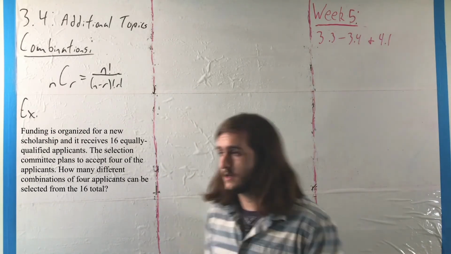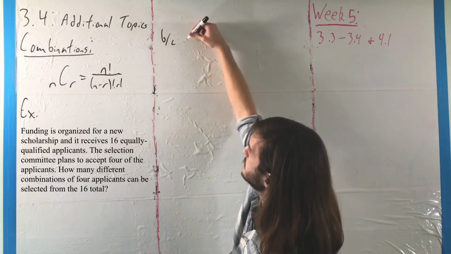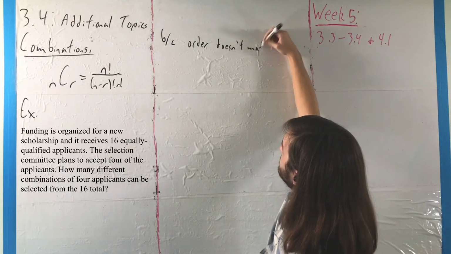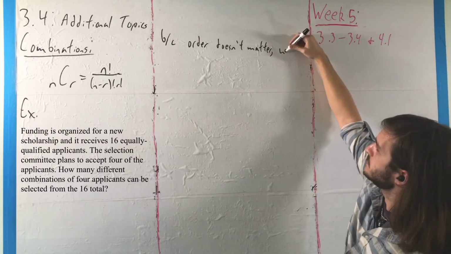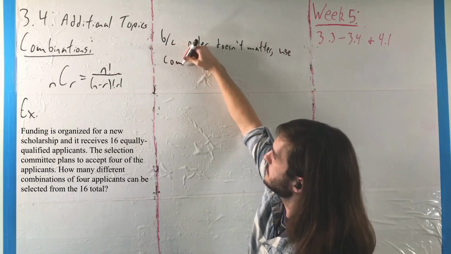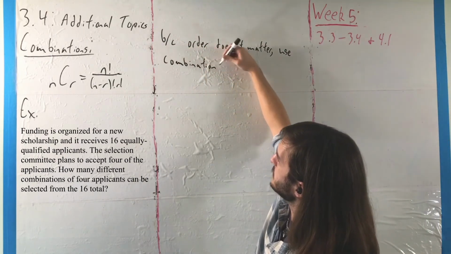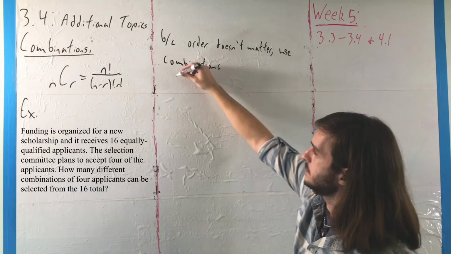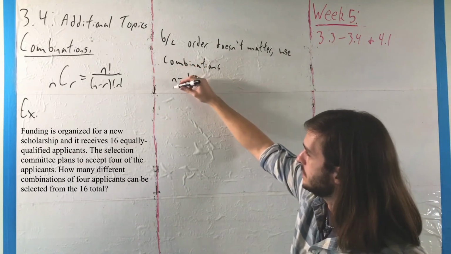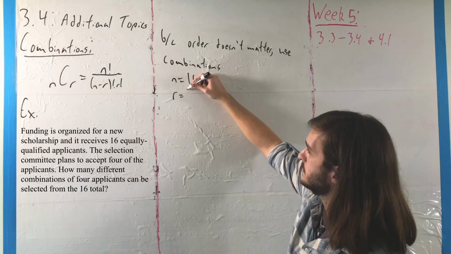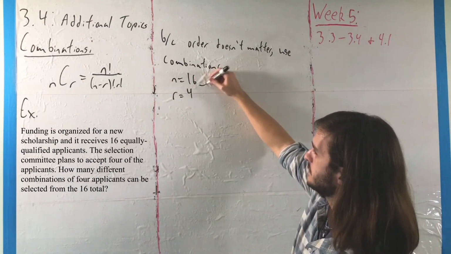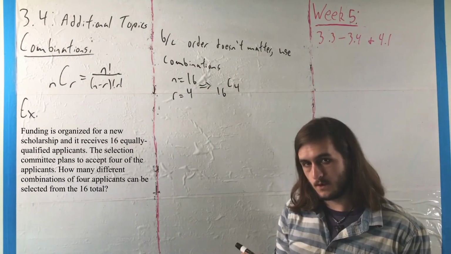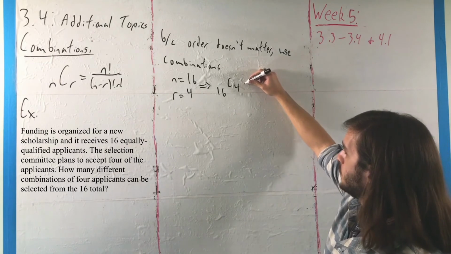Anyway, for this, because order doesn't matter, we use combinations. That is, we're going to be looking at taking the 16 applicants, so n equals 16, and choosing r equals 4 of them. So we're looking at 16 choose 4.